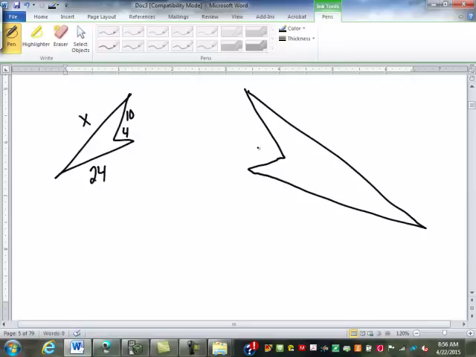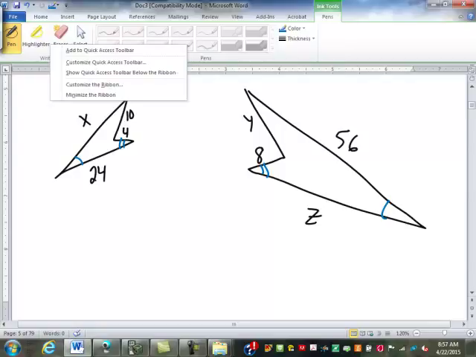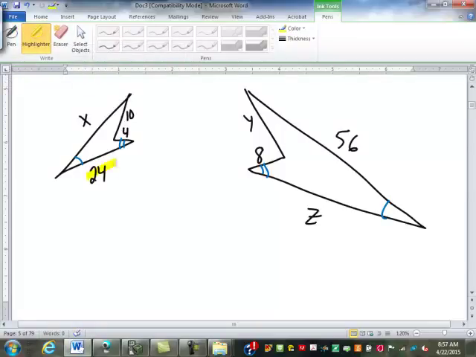It doesn't necessarily have to be in the same orientation, does it? How do we know for sure what matches up? Well, we look. You can see here I've got these angles marked as equal. You look for equal angles or corresponding angles. Once I know that these angles are corresponding or equal, we know that the 24 goes with the z because it's between the same two angles. See what I'm saying?